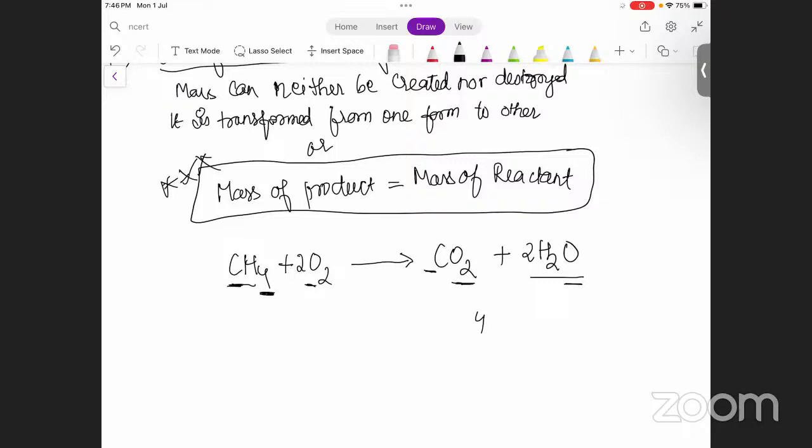Now let's suppose in this kind of reaction, somebody tells you that the amount of CH4 that was taken is 16 grams, the amount of oxygen that was taken is 64 grams, and the amount of carbon dioxide that was produced is 44 grams. Now you have to tell me in the chat box what will be the mass of water that will be produced. So quickly do your calculation following the law of conservation of mass and tell me what will be the amount of water that will be produced.